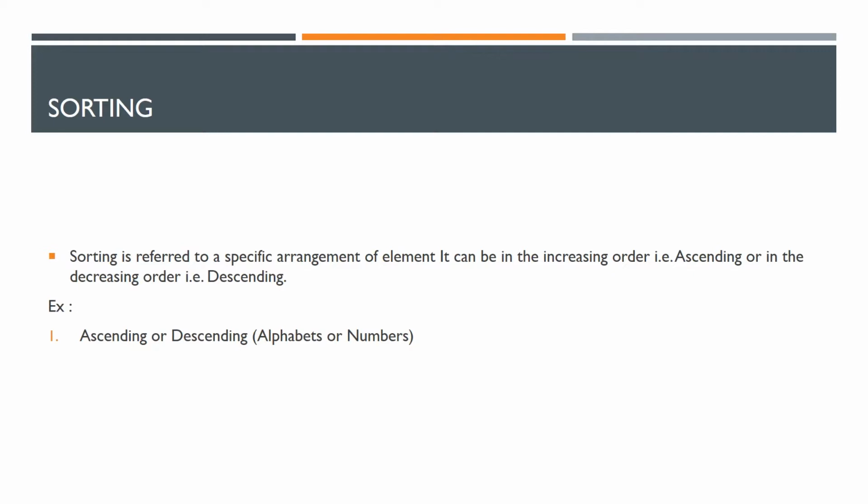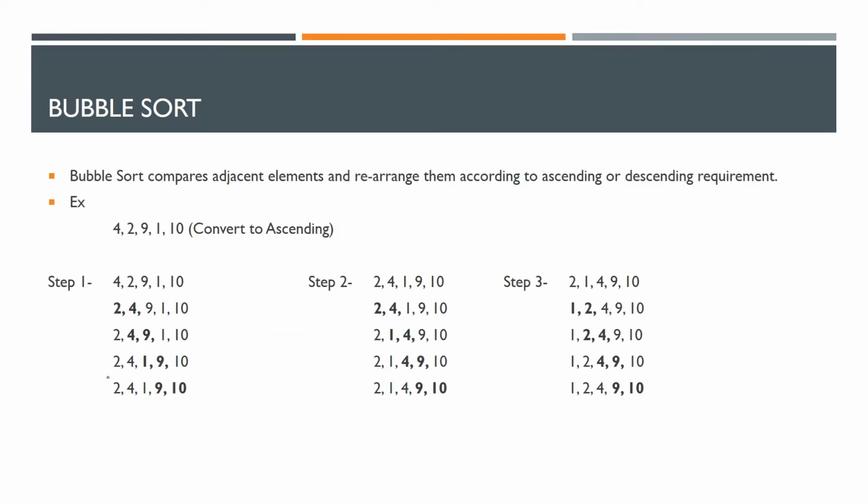Now we'll see how bubble sort actually works. How does bubble sort work? Bubble sort compares adjacent elements and rearranges them according to ascending or descending requirement. Let's take a look at an example containing 5 elements, and we need to convert it to ascending order.